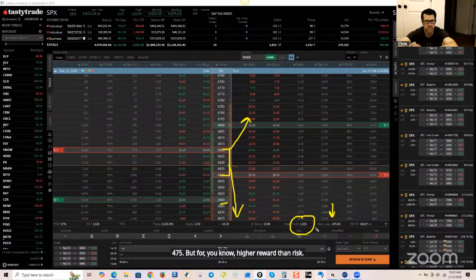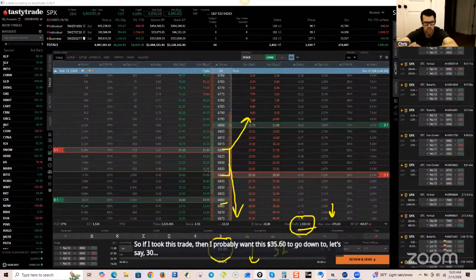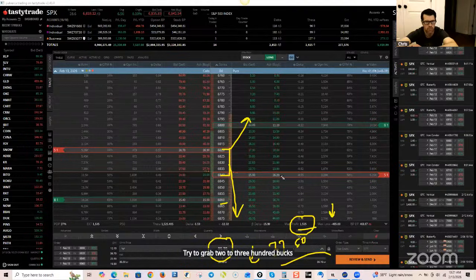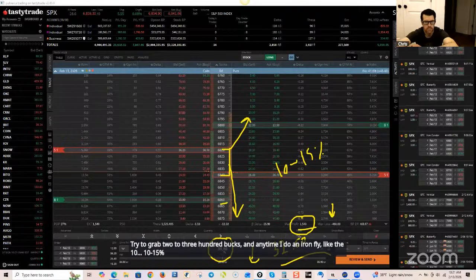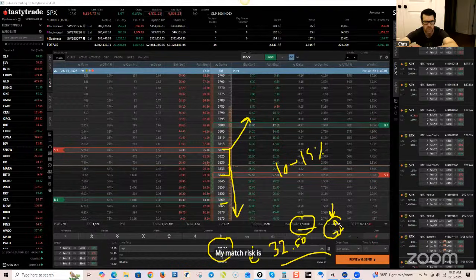And the nice part about this trade is if you take it, this is not one that I want to sit on all day. If I took this trade, then I probably want this 35.60 to go down to, let's say, 32.50. Try to grab $200 to $300. And anytime I do an iron fly, I look for like a 10 to 15% return of the credit. If I get 10% here, that's making about $300, about $320. My max risk is 475, 490. So it's a decent return.